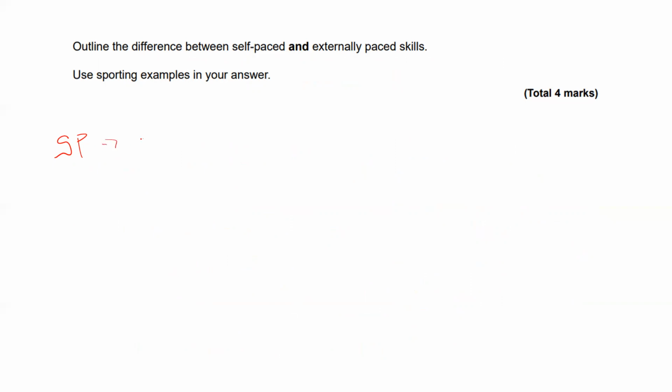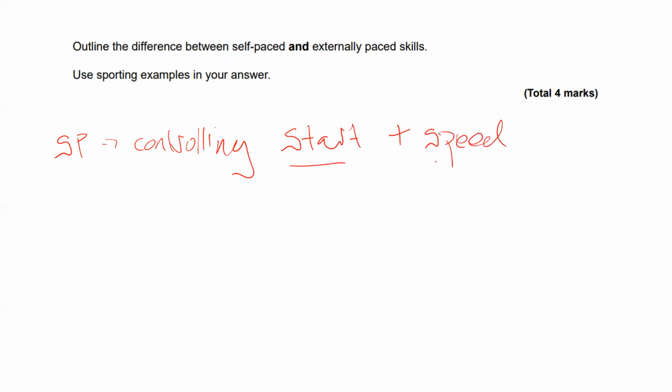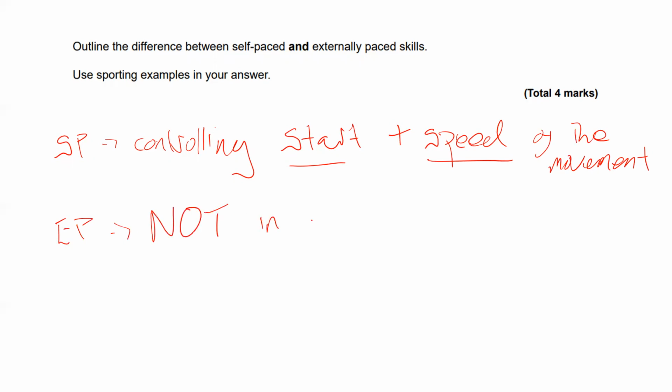So for self-paced, it is about control, but you're controlling the start and speed of the movement. That's what makes it self-paced. It's the pace of it that you're controlling. Okay, and externally paced is simply not being in control of the start and the speed of the movement. So that's straightforward. You then need to give the examples.